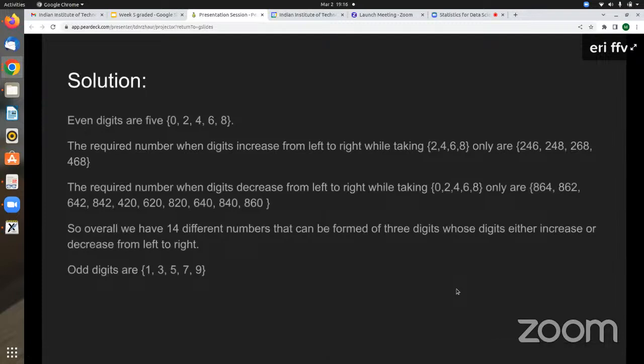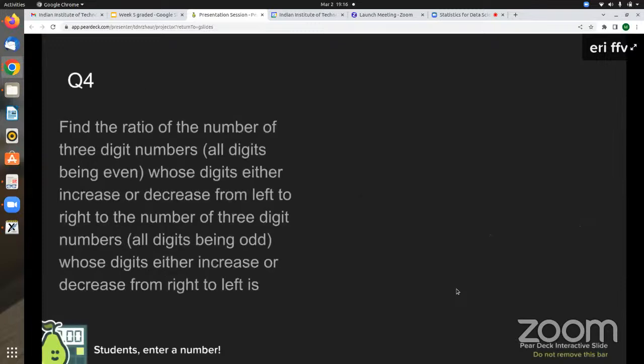Okay, how many even digits are there? 5: 0, 2, 4, 6, 8. These are the 5 even digits. And how many odd digits are there? 5: 1, 3, 5, 7, 9. And the question is, we have to find the number of 3-digit numbers whose digits either increase or decrease from left to right, and the number of 3-digit numbers which are odd.